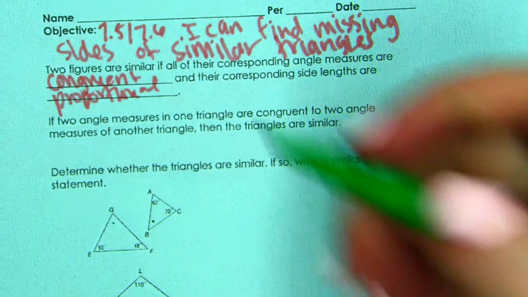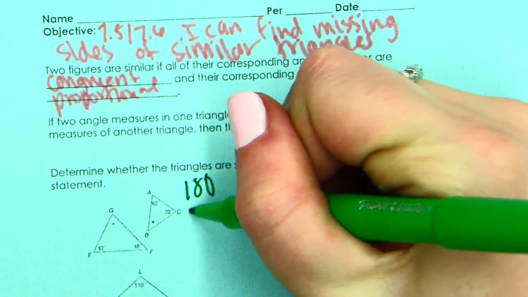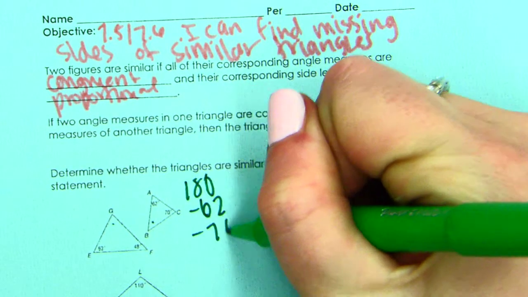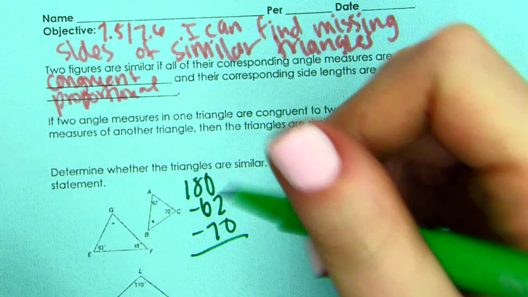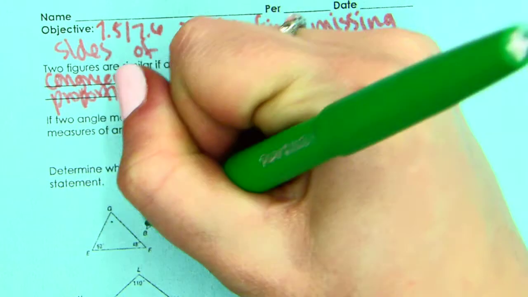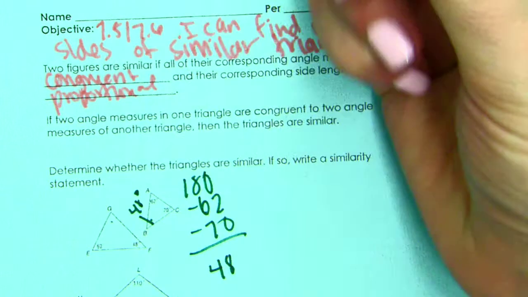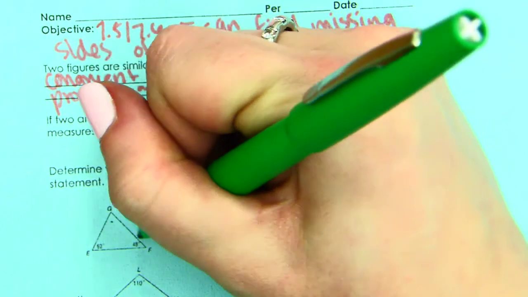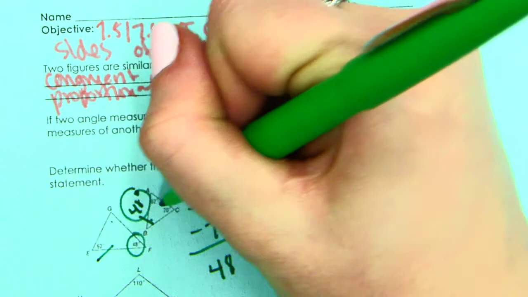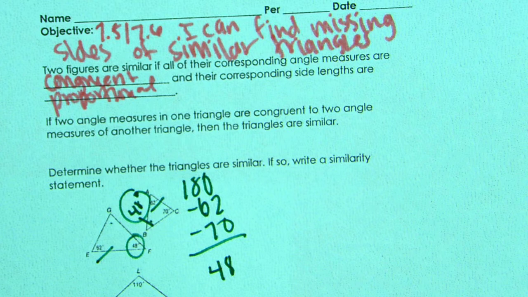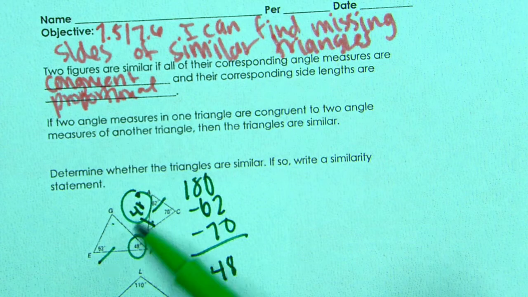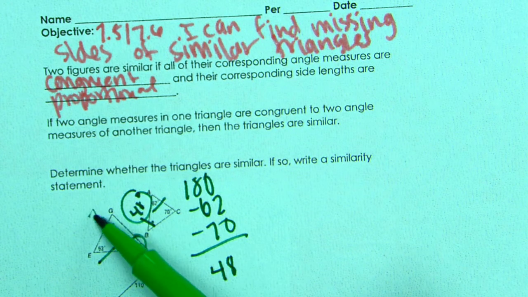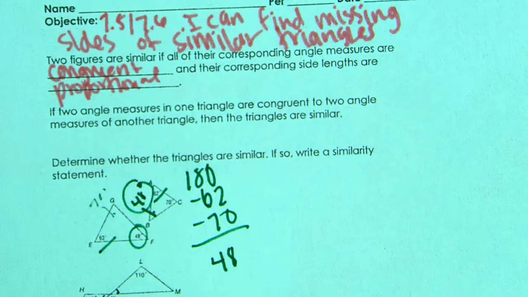So I know triangles add up to 180. So 180 minus 62 minus 70 will give me that missing angle. 180 minus 62 minus 70 is 48 degrees. So this angle is 48 degrees, which means we have two sets of congruent angles, because these are both 48 degrees, and these are both 62 degrees, and this one would have to also be 70, that means. So these two triangles are similar.